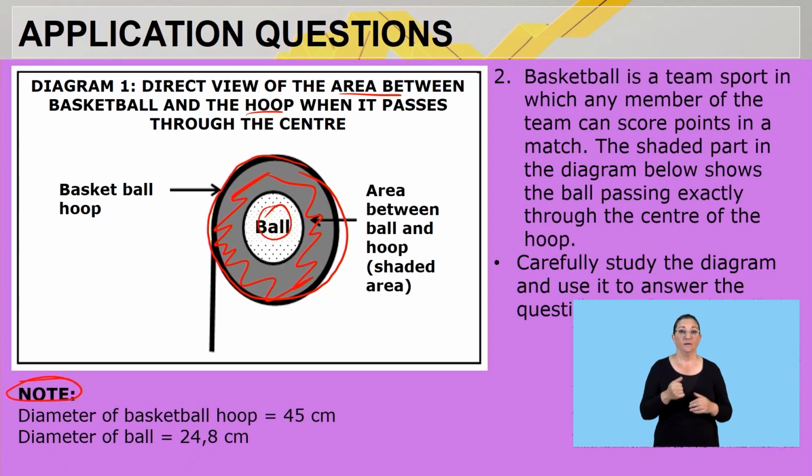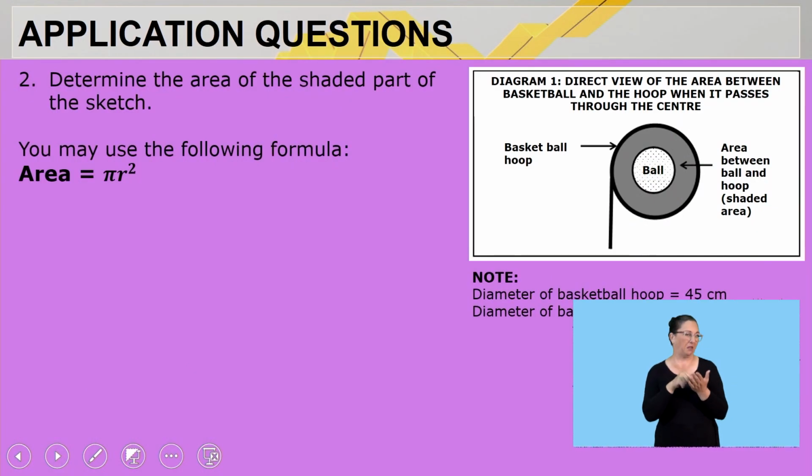We are saying the diameter of the basketball hoop, meaning this one here, the diameter. So from this point all the way through to that point is 45 centimeters. And then the diameter of the ball is 24.8 centimeters. So meaning from here to there is 24.8 centimeters. Let's look at what we need to calculate. Again, we have all the information. There we have the note as well.